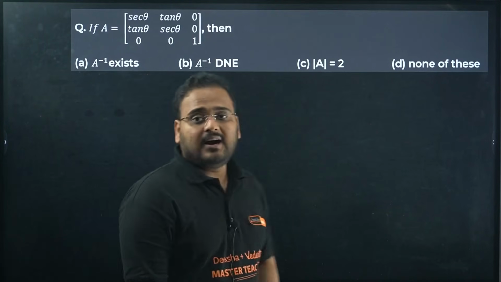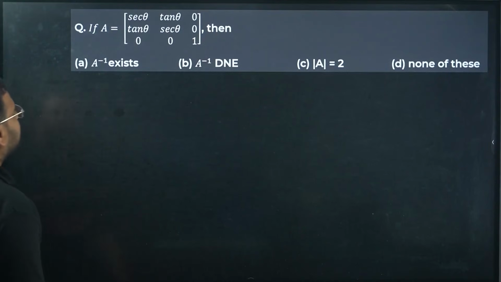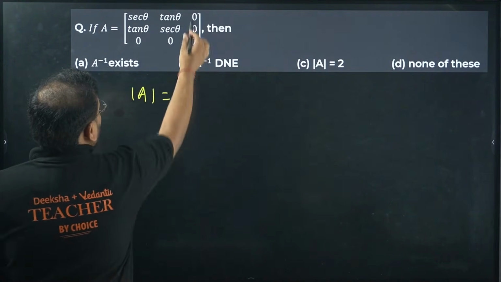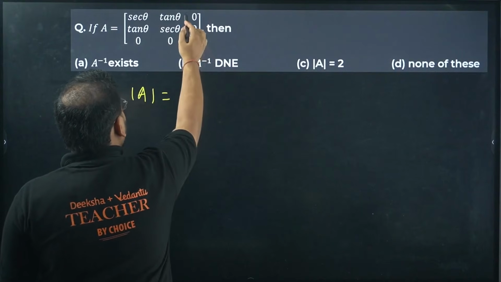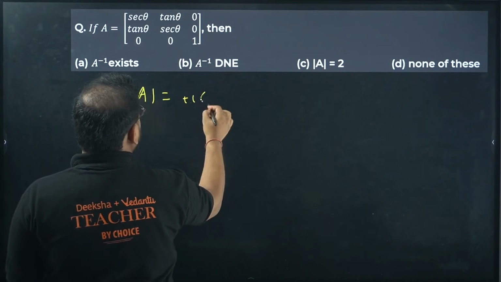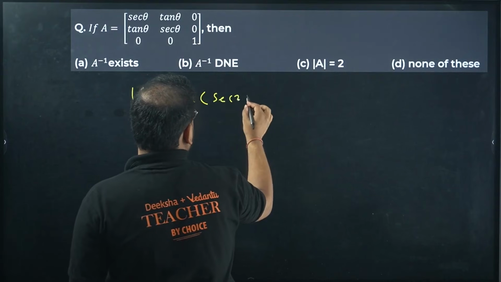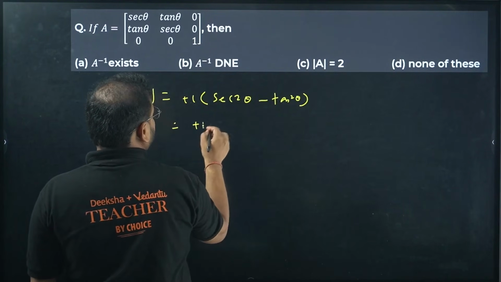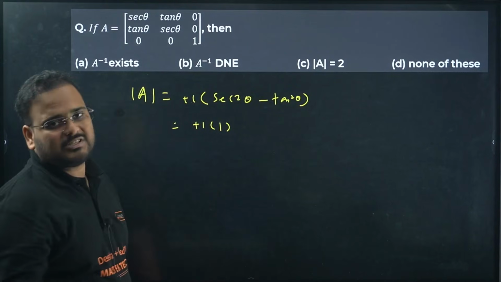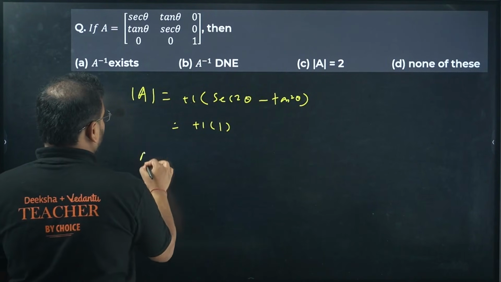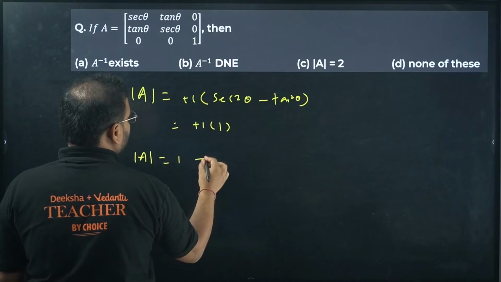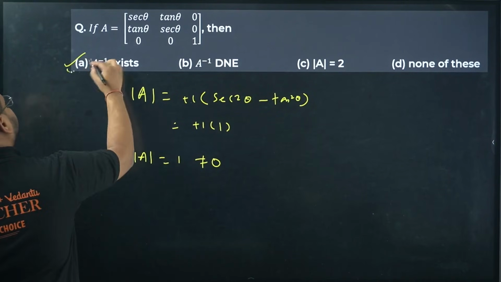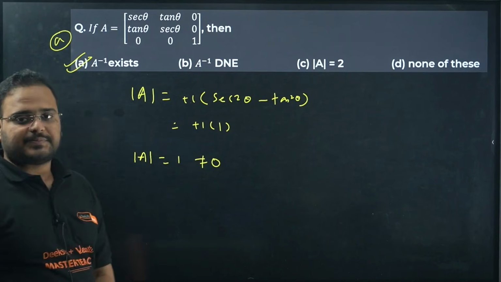Okay, this question, sec theta, tan theta, 0, 0, 1, what is this going to be? Let's check. Determinant of A, I can find across this particular row, plus minus plus only. So plus 1 times sec square theta minus tan square theta. We know this value. Plus 1 into 1. Tan square plus 1 is what? Sec square. So it's going to be 1 only. Determinant of A is coming as 1. It is not equal to 0, means inverse exists. That's the right choice. Okay.